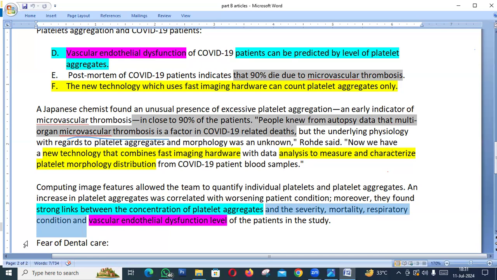So they found strong links between concentration of platelet aggregates and the severity, mortality, respiratory condition, and vascular endothelial dysfunction level of the patient. So vascular endothelial dysfunction of COVID-19 patients can predict the level of platelet aggregates. If there is more vascular dysfunction level, there is more concentration of platelet aggregates. There is a strong link between them, and the severity, mortality, and respiratory conditions. You will not find 100% synonyms. There will be similar information.